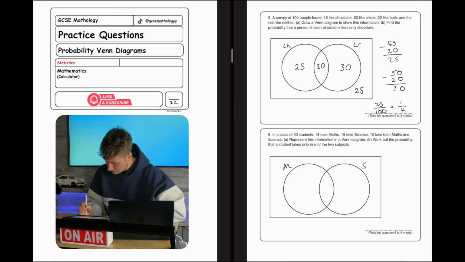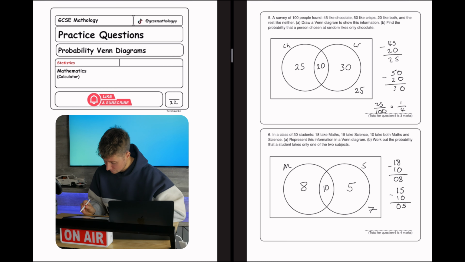So again, we're going to fill in this middle section first that includes both, so 10 take maths and science. So 10 goes in the middle. Now 18 take maths, but of those 18, 10 take both, so we need to subtract them to give us 8. So 8 take maths, and then for the science, 15 take science, but 10 of those take both. So if we subtract them, we get 5. So 5, and then 8 plus 5 is 13, plus 10 gives me 23. So that means 7 take neither, because that is all of the numbers added up to give us the 30 students.